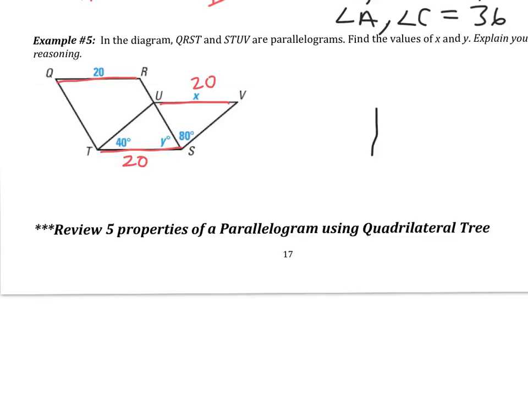Because the top, where U is, would be 80. It's like flipped around. Well, there's 3 angles at U, so I know... Is it 60? So why is it 60?